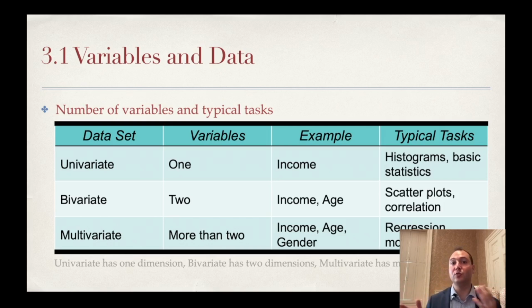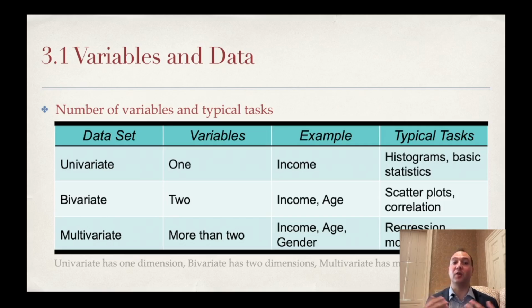Bivariate means we have two variables, bi meaning two, uni meaning one. So bivariate means we have two variables, and we could analyze the relationship between those two variables. When the temperature goes up, people buy more ice cream. Or when people get older, they generally earn more income. So an example of a bivariate analysis would just be the analysis of two variables, trying to understand how they are related. We can do scatter plots or correlation analysis to analyze two variables.